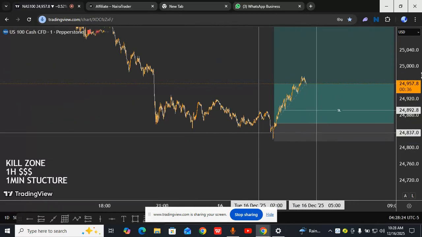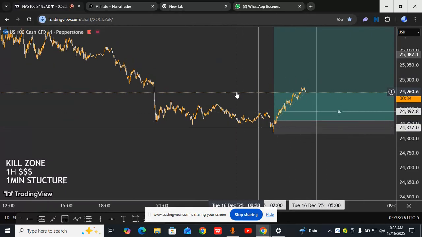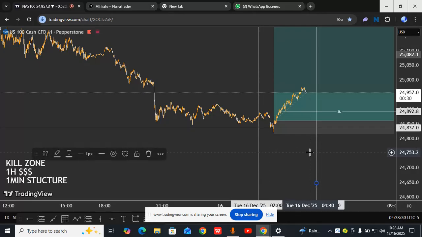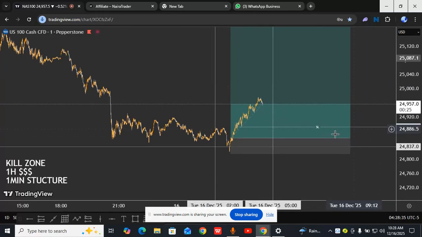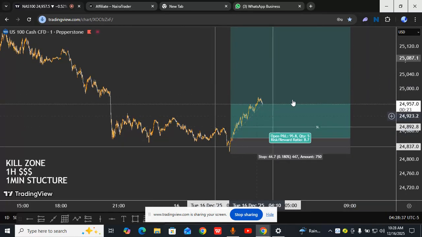Now you can use this strategy in the New York session or Asian session. It doesn't really matter, but you just need to know what your Q zones are. So this is how I caught this trade. Already taking partial. As you can see, my stop loss is just at this point.